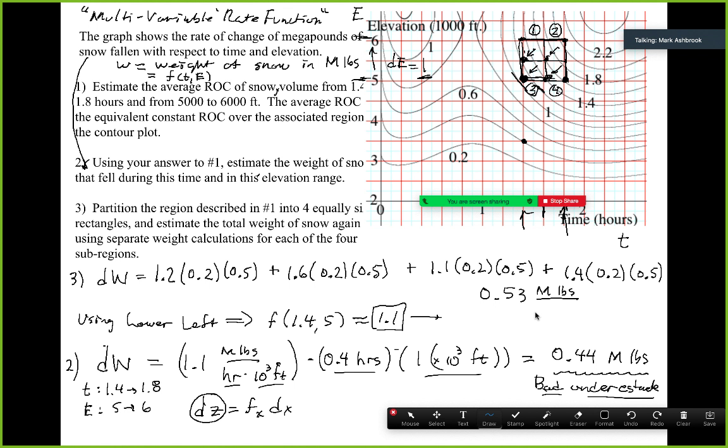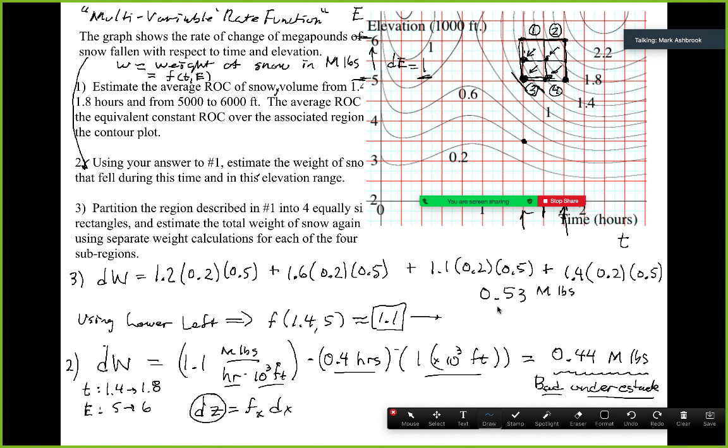So what's the unit on this? Megapounds per time per elevation? What kind of thing does this calculate? A rate? Would it just be megapounds? Just megapounds, right? This is a second estimate for the weight of snow that fell in this time range and this elevation range. And we expected it to be higher, and it was.